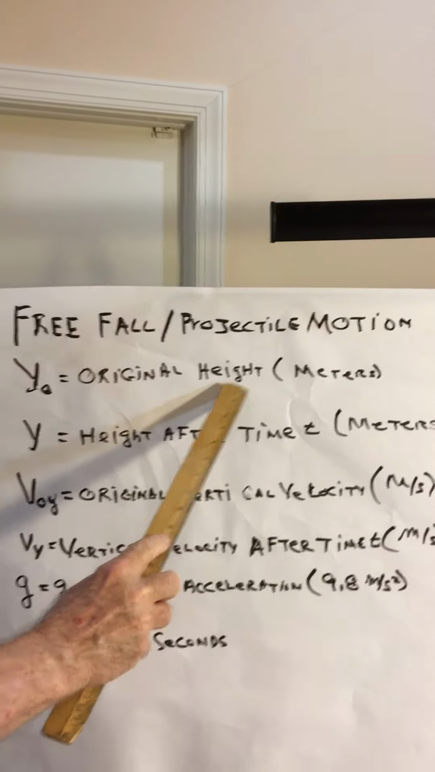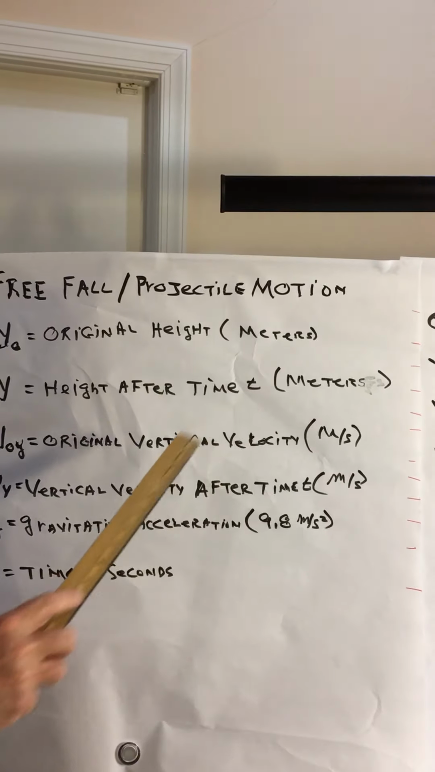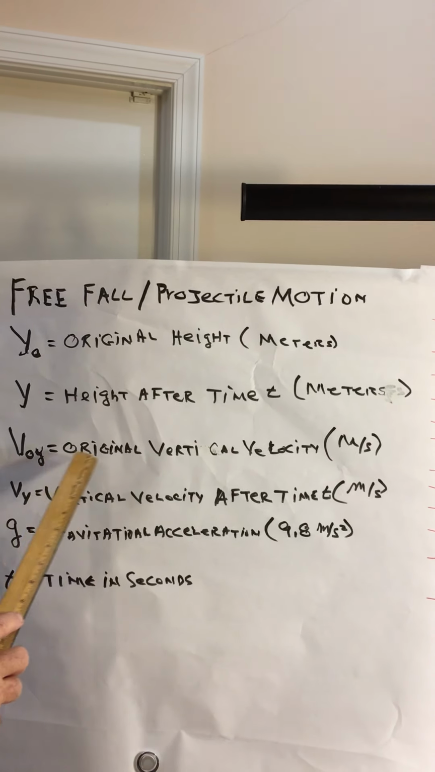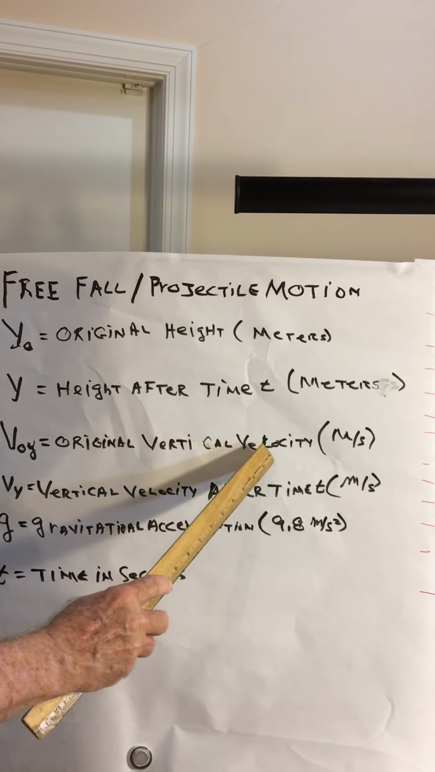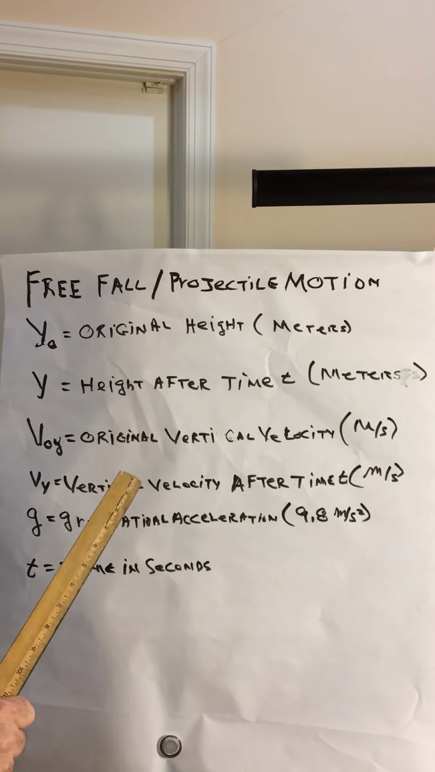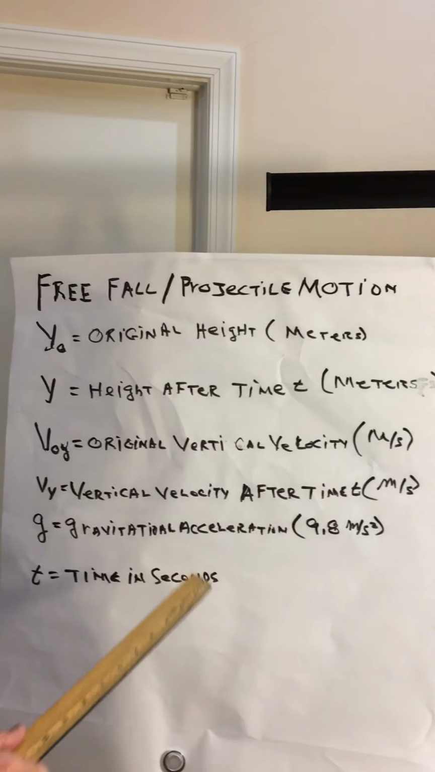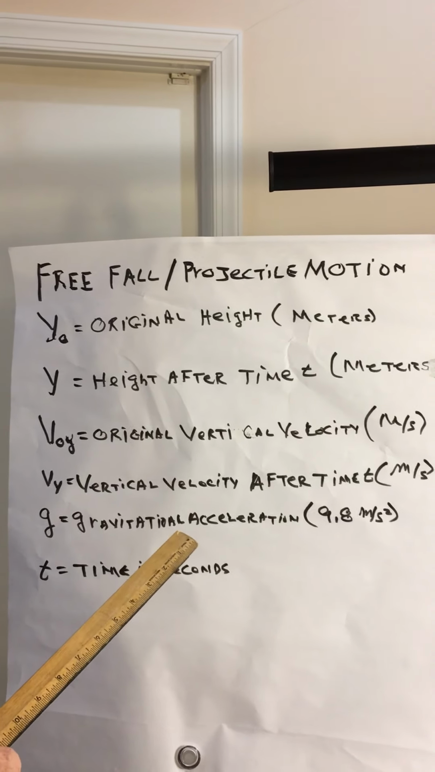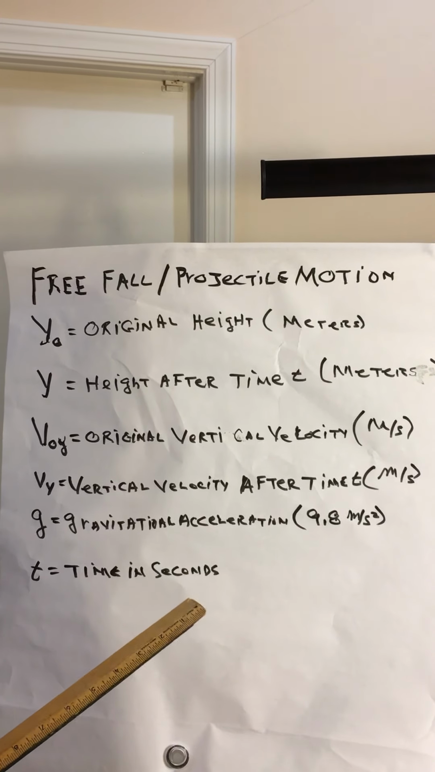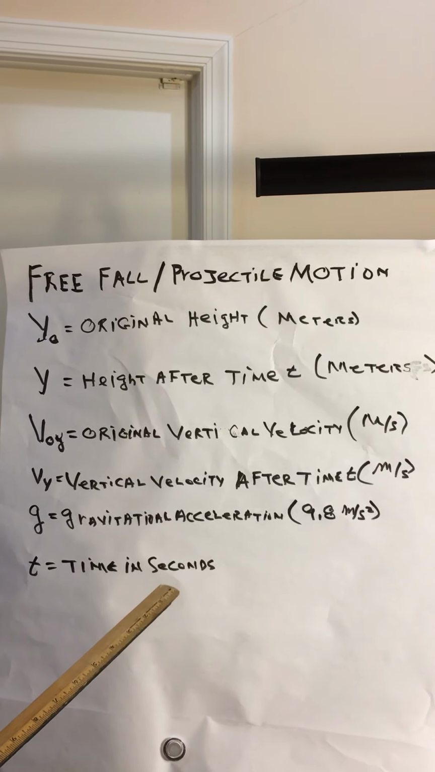y is the height after time t in meters, 5 seconds or 10 seconds. v sub 0y, that's the original vertical velocity. You throw a ball in the air, throw it up at 25 meters per second, that would be the initial speed. v sub y, that's the vertical velocity after time t. So we'll be doing a problem in about a minute where the thing goes up and it reaches maximum height, it stops, and it comes back down again.